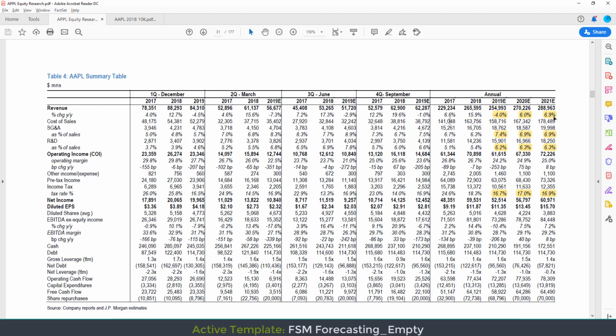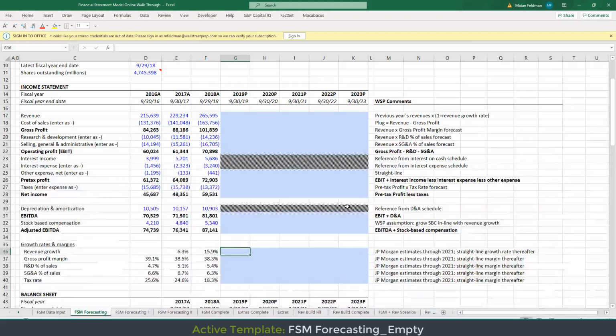And so here I've highlighted, this is from me, I've highlighted the part of the model that we're going to rely on. So you see here, the equity research report gives you 3 years of annual forecasts. And we're going to just put that in there. So revenue growth, JP Morgan forecasts to decline by 4% and then increase to 6.9%, compared to what it's done in the past. It was 15.9% growth in the prior year.